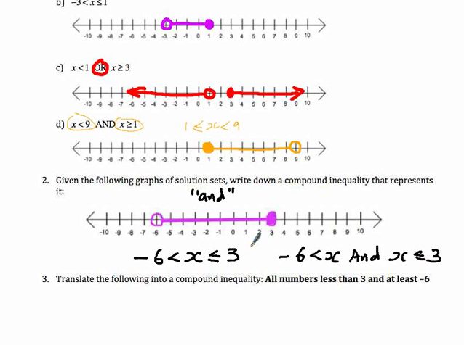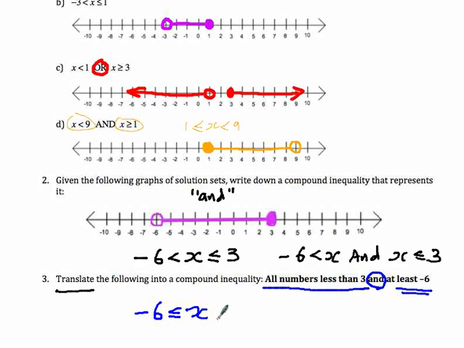Okay, and finally, the final example is a translation question. And so what I mean by that is taking words and translating them into an inequality. And what we're interested in is all numbers less than 3, and once again we have a combined compound inequality joined by and at least -6. And so we need to understand that the words at least mean that the value is included. And so if they are at least -6, then we are starting at -6 and including -6.